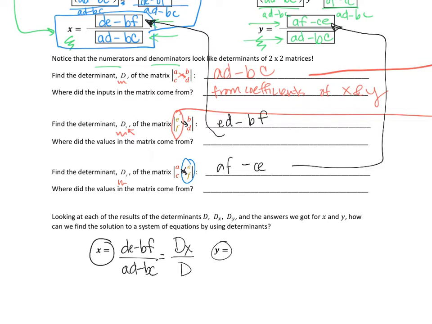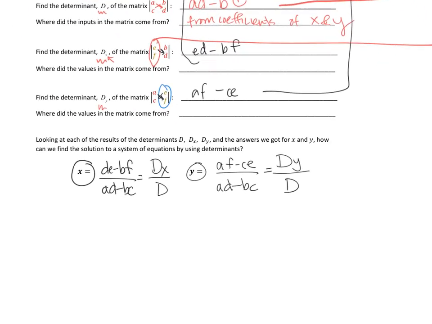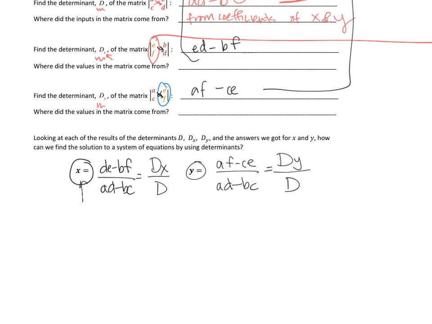And similarly, y was the AF minus CE over AD minus BC. But AF minus CE was that Dy, the determinant where you replace the y column with the constants. And AD minus BC is D. And so we can use that to find our x and our y.